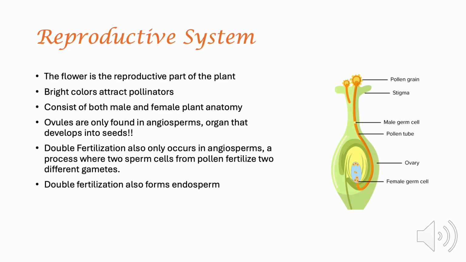Reproductive system. The angiosperm reproductive system is unique compared to other systems. The flower is the reproductive part of the plant and has bright colors to attract pollinators. Angiosperms also have both male and female reproductive anatomy to sexually reproduce through their ovules that develop into seeds. Angiosperms also go through double fertilization, which only occurs in angiosperms and is a process where two sperm cells from pollen fertilize two different gametes. Double fertilization also forms the endosperm.